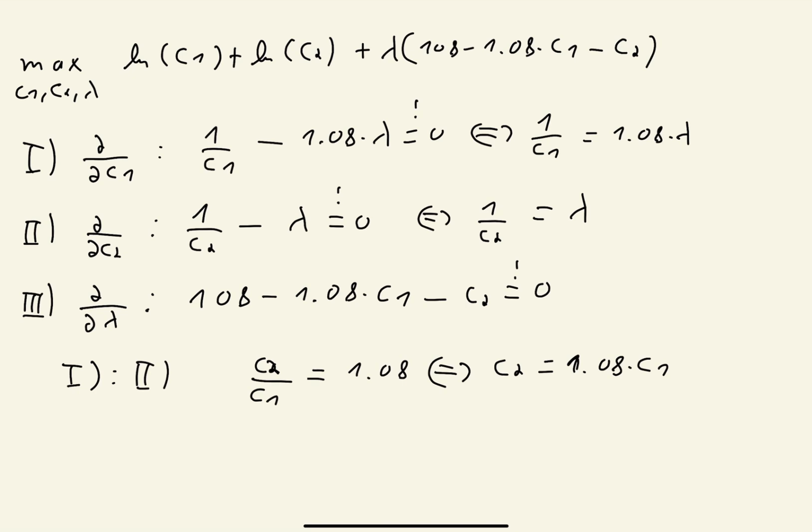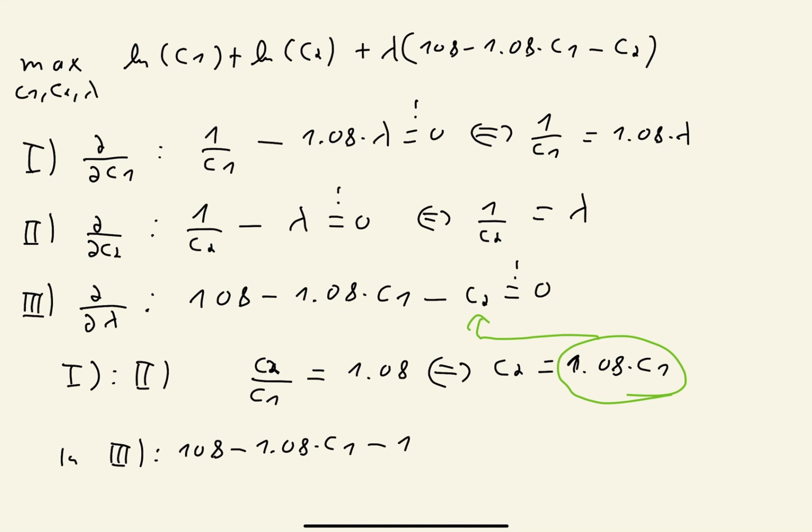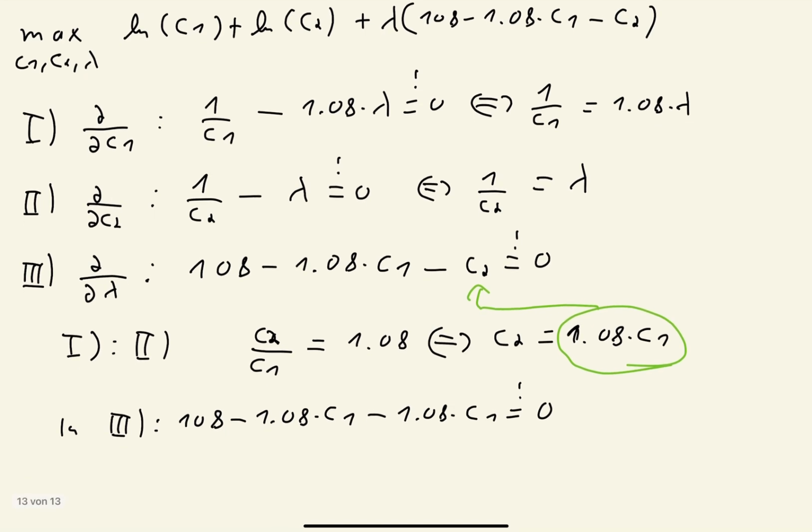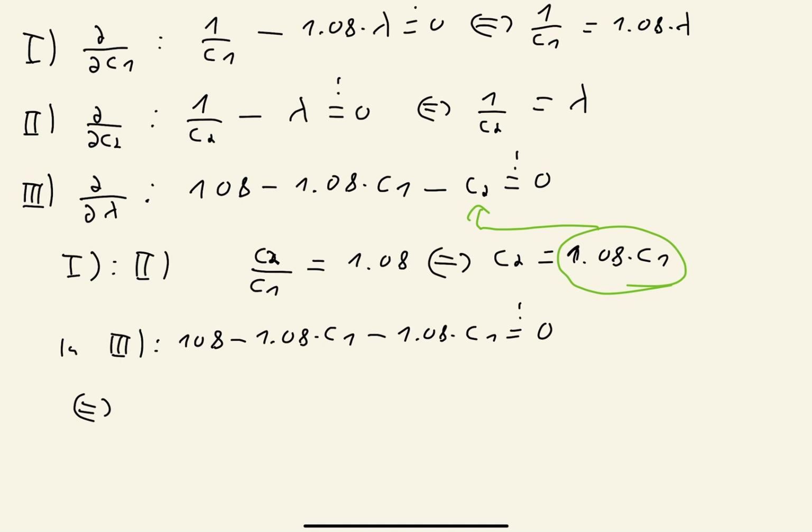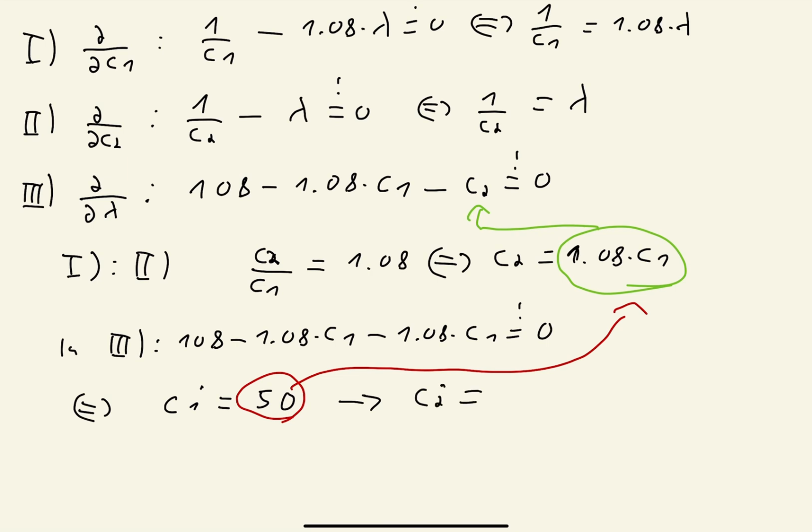Now again, if we plug this into the third first order condition, we get 108 minus 1.08 times C1 minus 1.08 times C1. This is supposed to be equal to 0. Now if you solve this, what you get is C1 star is equal to 50. And if you plug this back into this relation here, what you get is that C2 star is equal to 54.